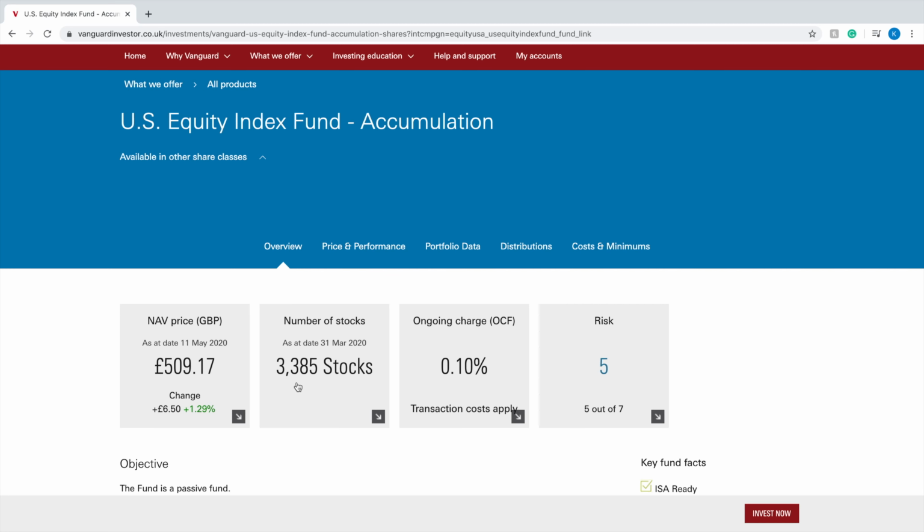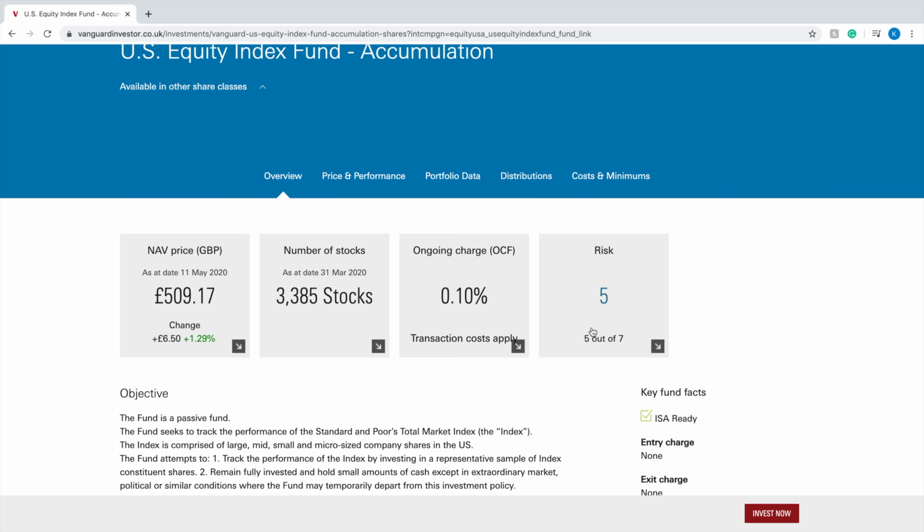Number of stocks. So this is the number of stocks this fund consists of. So every time you make an investment, your money is proportionately divided up into each of these stocks. And as you can see, even if one company doesn't do so well, all other companies tend to do a bit better, and so they make up for it. That's the ongoing cost, again very low, which is good, and that's the risk factor.